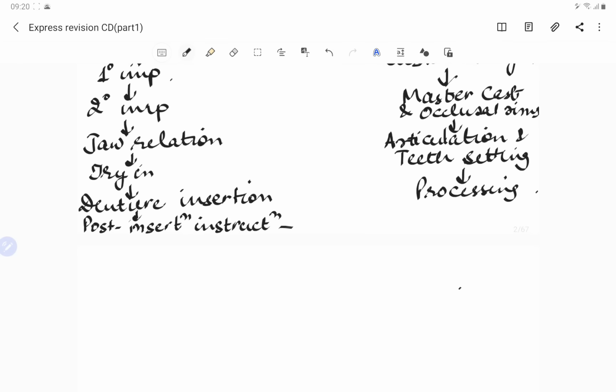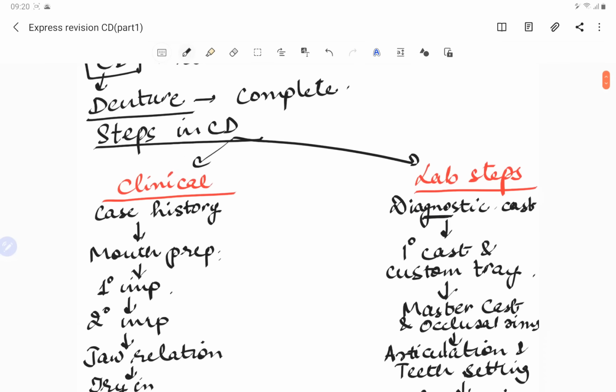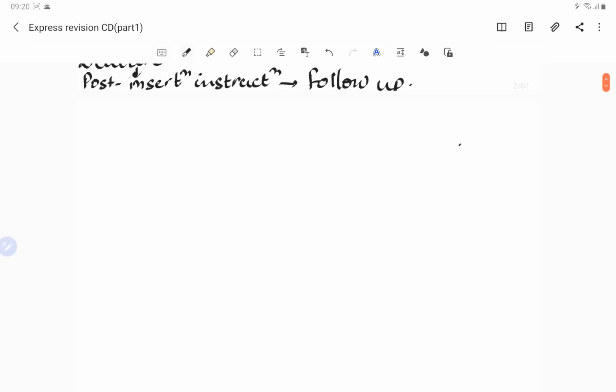And we are going to call the patient for follow up. Right. If any question is asked based on the clinical steps or based on the lab steps, now we know which all are the clinical steps, which all are the lab steps. Now based on that, patient can be of four types.